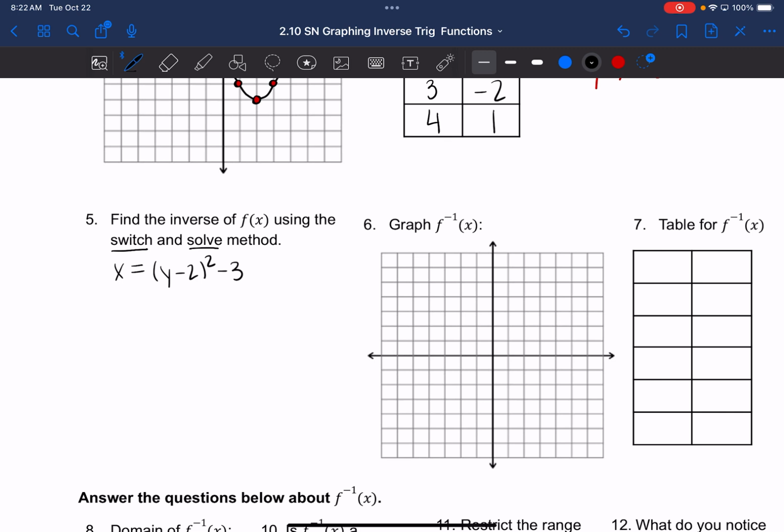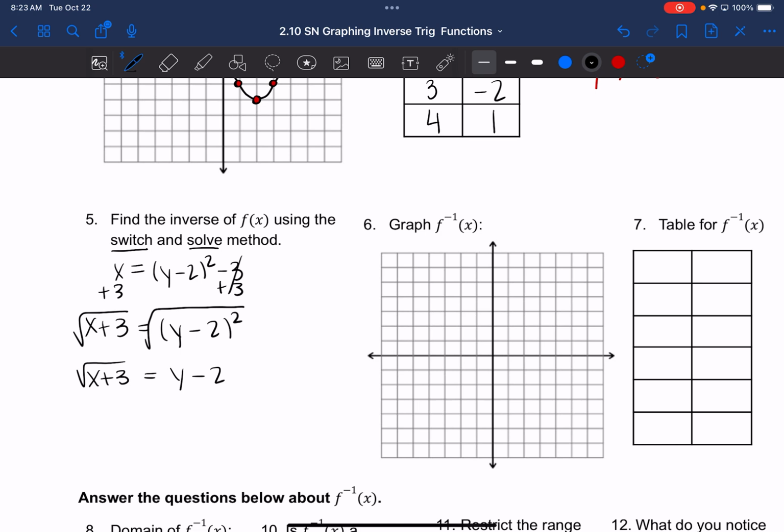Add 3. Okay, we'll start there. So I add 3 to both sides. So now I've got x plus 3 is equal to (y minus 2) quantity squared. Take the square root, right? Because I can't take anything out of that parenthesis as long as it's got that square around it. So now I've got the square root of x plus 3 is equal to y minus 2.